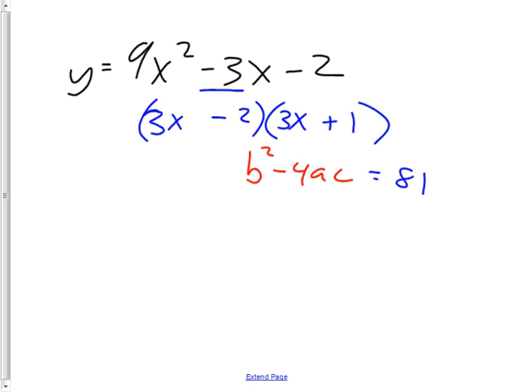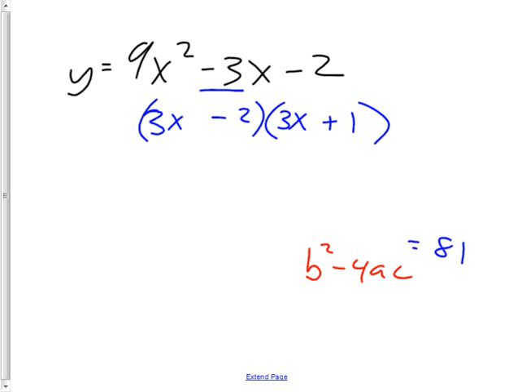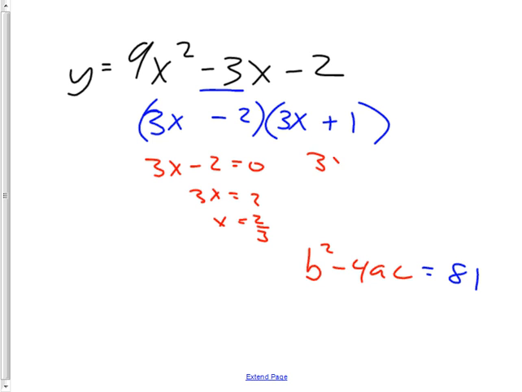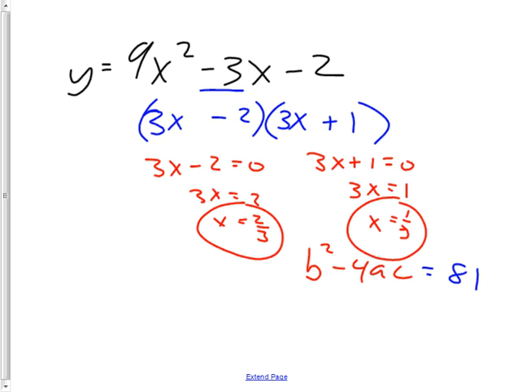I can set my b squared minus 4ac aside for a second here, and say, what would I do for the answer for this? I'd say 3x minus 2 has to equal 0. So then I'd say 3x equals 2, and x equals 2/3. And this one, 3x plus 1 has to equal 0, 3x equals 1, x equals 1/3. There's my two answers. I did it with factoring.